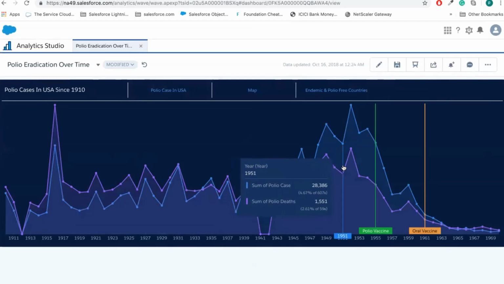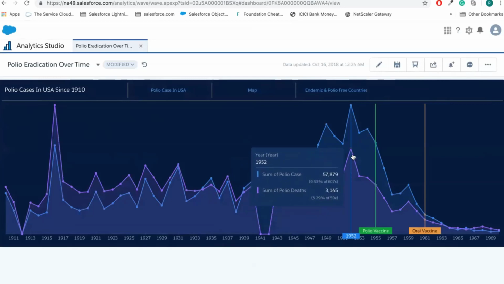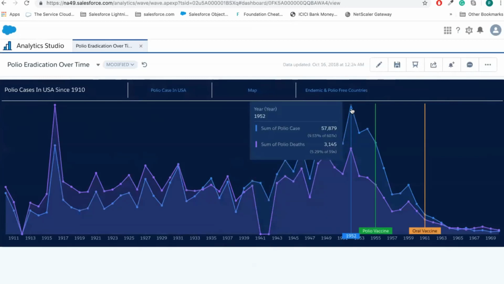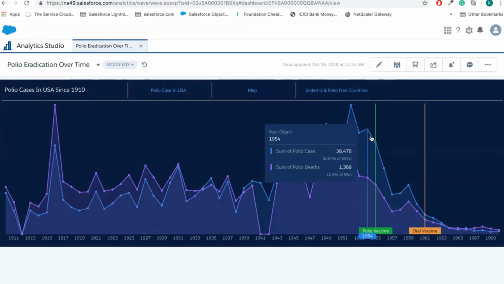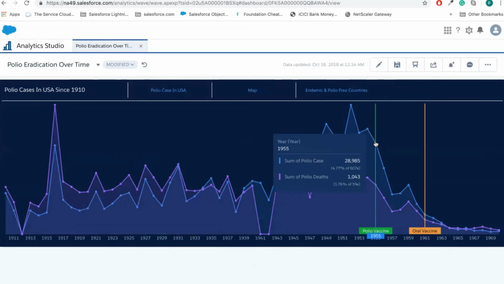But around that time, and you can see that in 1952 was the biggest hit, where the polio cases were around 57,000. And the deaths were around 3,145 in the States alone. But if you see over here in 1955, that's when the polio vaccine was introduced, and that was introduced by Jonas Salk. So what he did is his vaccine protected people against polio, and it was highly effective towards the central nervous system.